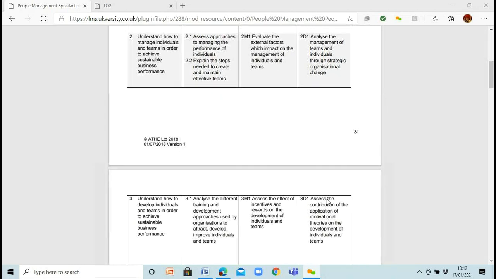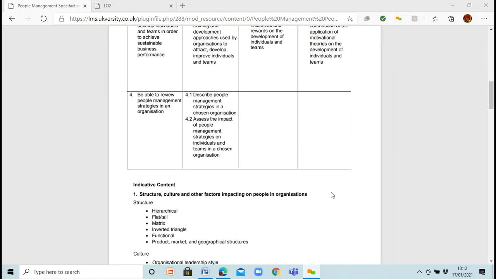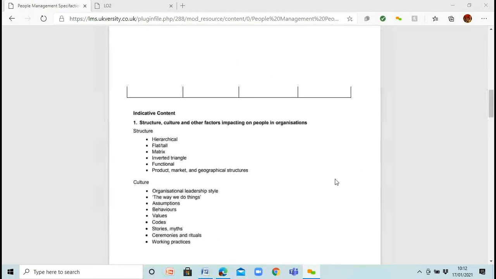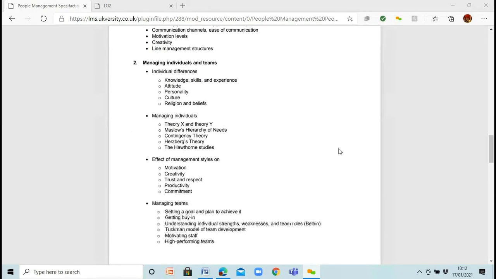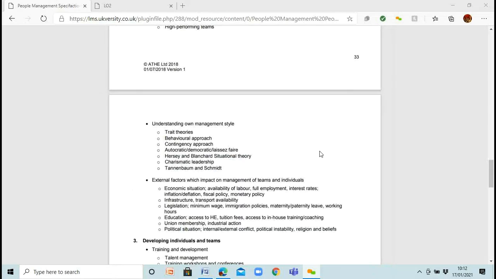Now, like I mentioned in our previous session, if you scroll down to the bottom of this unit spec sheet, you have something called the indicative content, where it just lets you know what sort of items we'll be covering and what things you should include within your assignment. So it's a good thing to look at when you're attempting to write it.